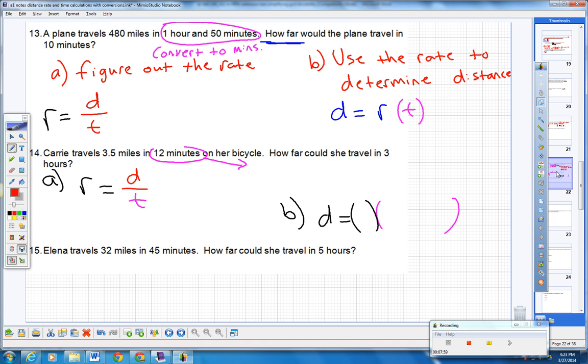In looking at some of the tougher problems, 13, 14, and 15, they aren't broken down for you. And this is where it's going to get kind of tricky for you, because you first want to find the rate before you figure out how far the plane or the person or the object would travel. The first thing you want to do, figure out the rate. How fast is the plane traveling? If it's traveling 480 miles in 1 hour and 50 minutes.